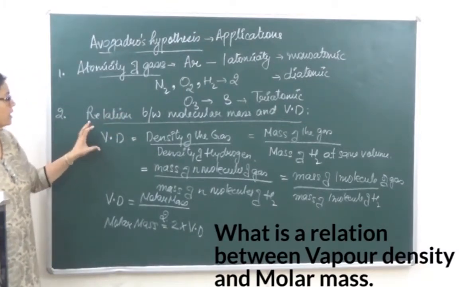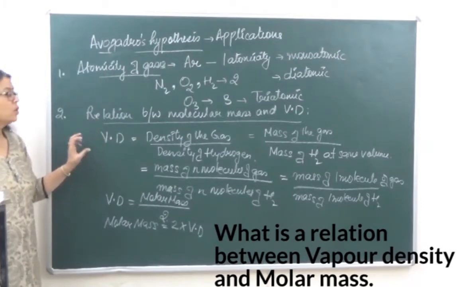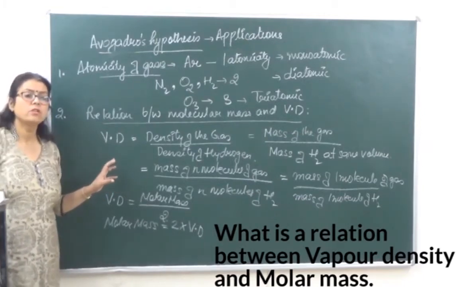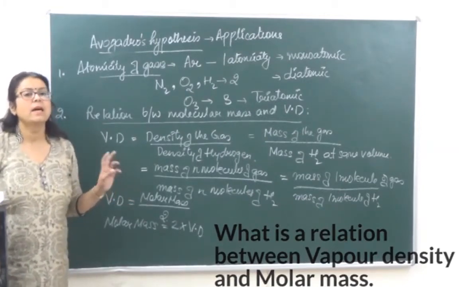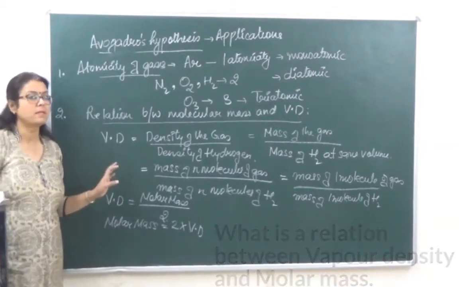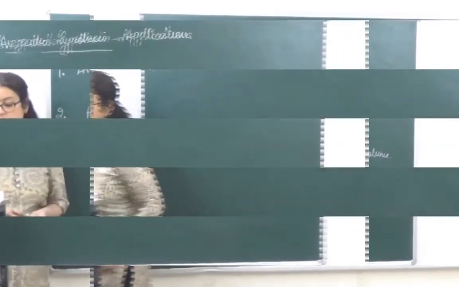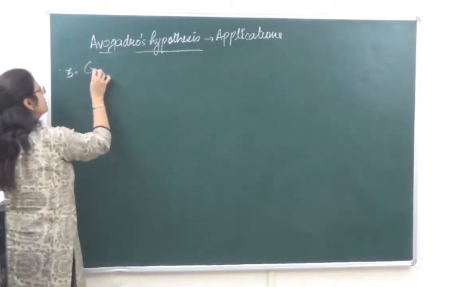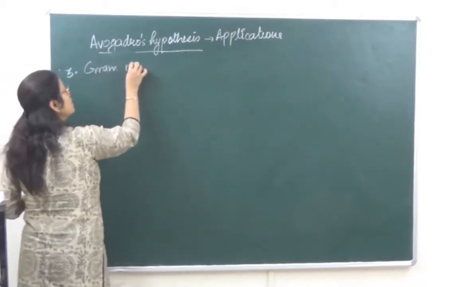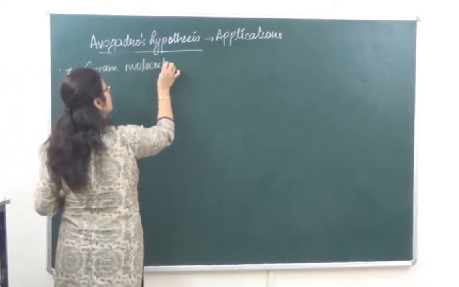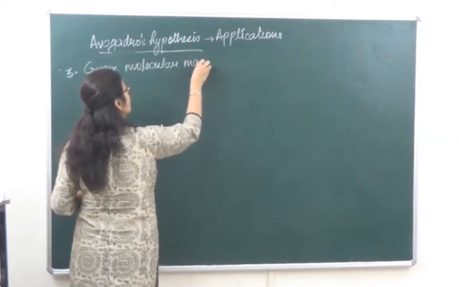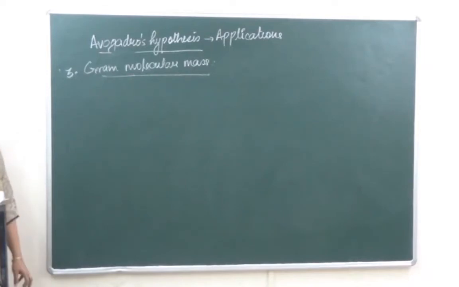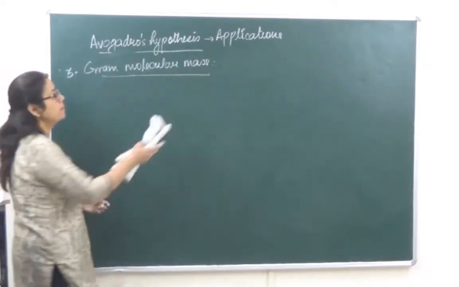How do we calculate the vapor density over here? उसके लिए दो methods रहते हैं जो कि हम लोग organic chemistry में करेंगे. The first one is known as Victor Meyer's method और second वाला Dumas method. ठीक है? Okay. So the third application is he gave us gram molecular mass, sorry, gram molecular volume.